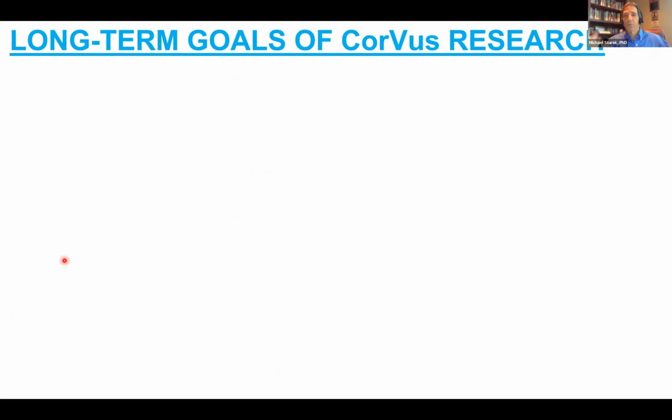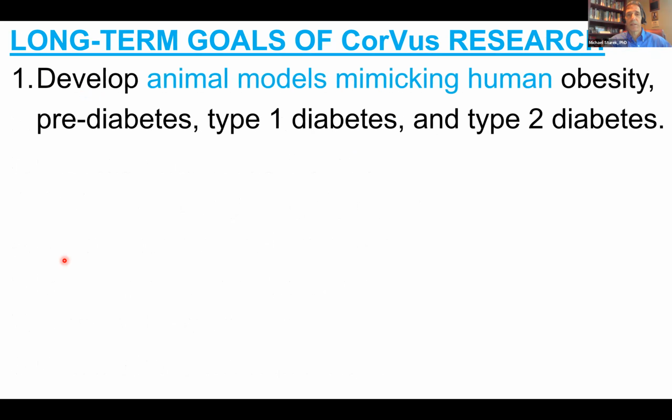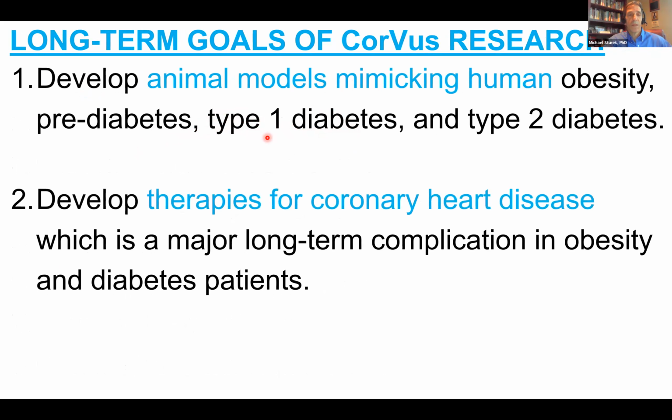The long-term goals of our CorVus research, both for the foundation and for the for-profit company, is to develop animal models for mimicking human disease: prediabetes, obesity, type 1 diabetes, and type 2 diabetes. So we're kind of greedy here. We want to try and do it all.